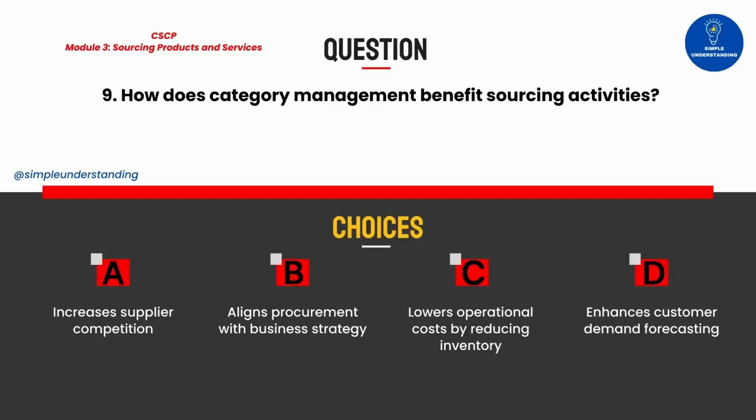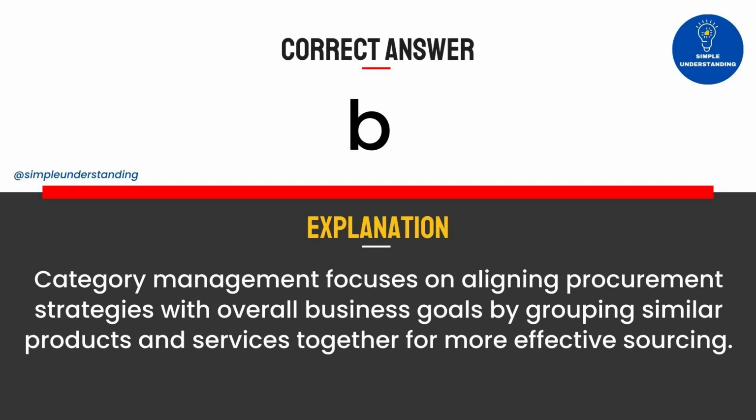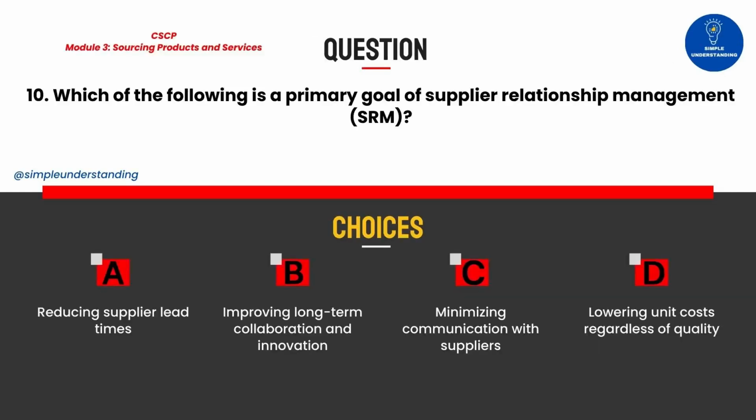9. How does category management benefit sourcing activities? A. Increases supplier competition. B. Aligns procurement with business strategy. C. Lowers operational costs by reducing inventory. D. Enhances customer demand forecasting. Correct answer B. Explanation. Category management focuses on aligning procurement strategies with overall business goals by grouping similar products and services together for more effective sourcing.